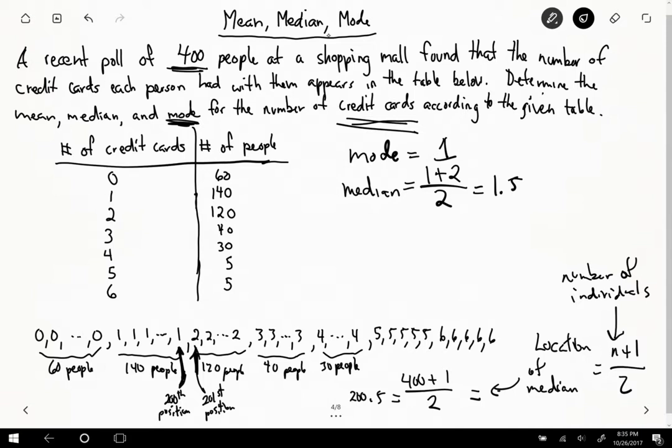There's our median, 1.5. And that's a lot different than what a lot of people do, which is they just count up these numbers and try to find the middle term. It's not the way it goes, because each individual has a different number of credit cards and you have to account for that.